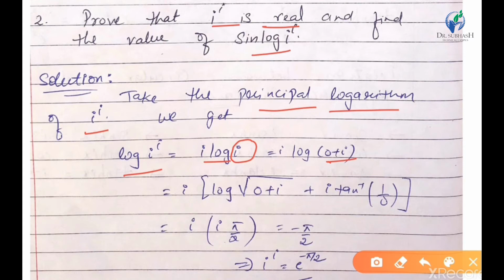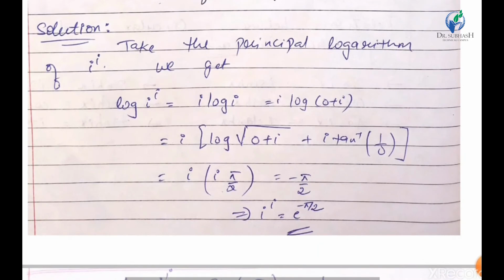Now according to the formula, what is our formula? Our formula is log of the square root of x square plus y square, plus i theta. So this i will be as it is, log of the square root of 0 square plus 1 square, that is 1, plus i tan inverse y by x. Now this will become log 1. Log 1 is 0 and tan inverse infinity will become pi by 2. So here we get i into i pi by 2. Now we know that i square is equal to minus 1. So this will become minus pi by 2.